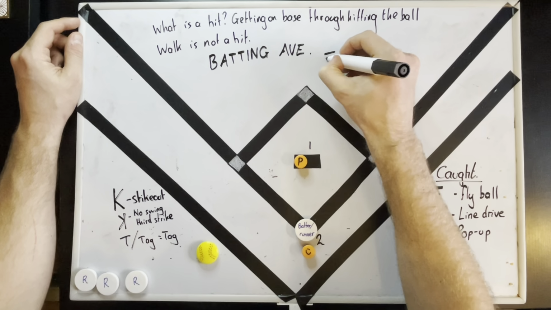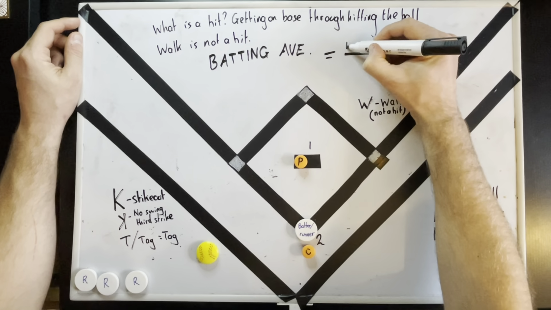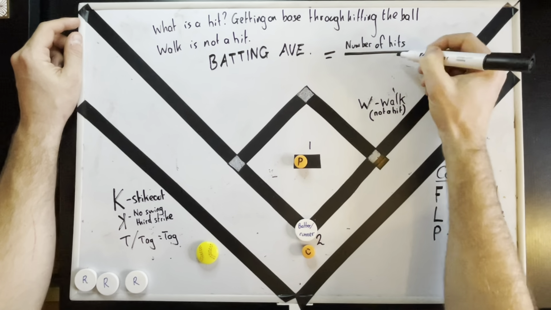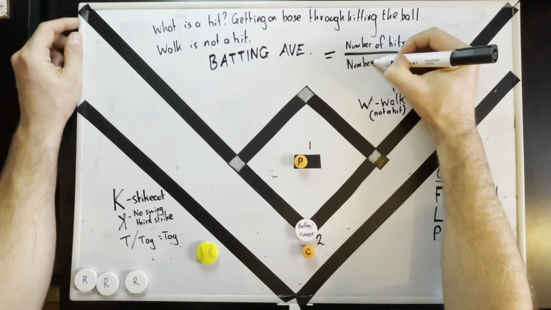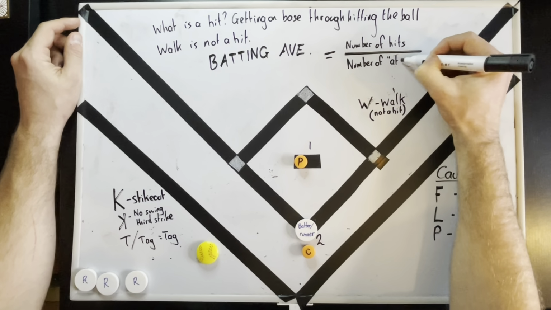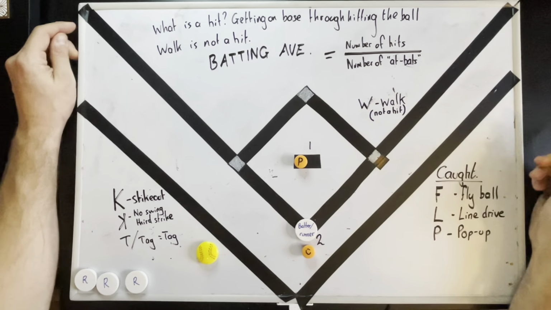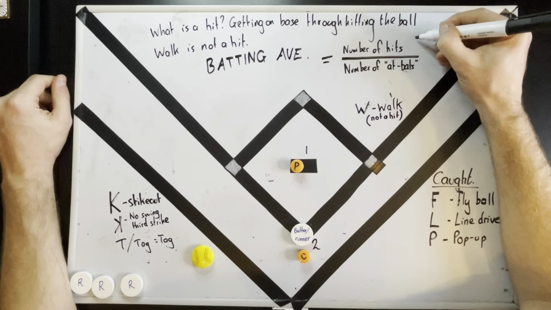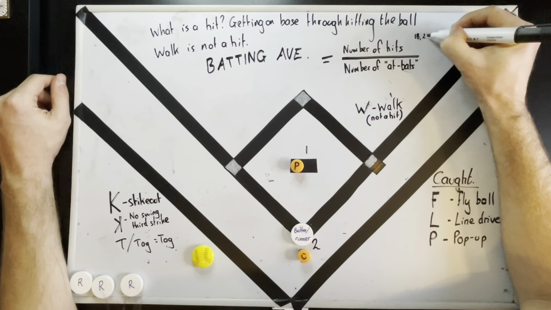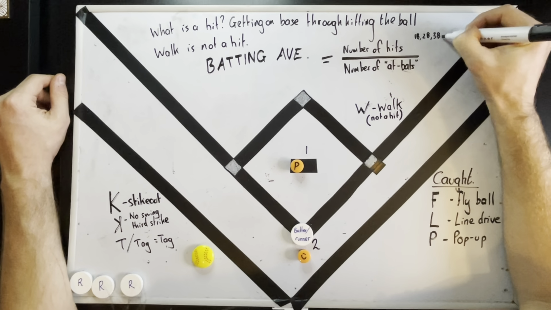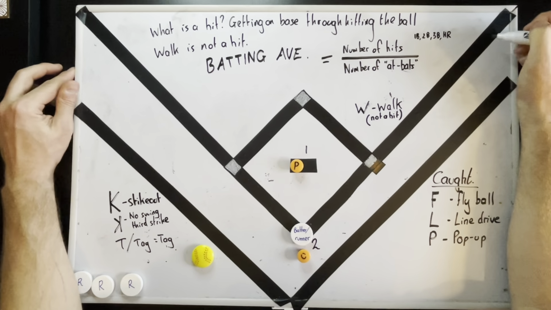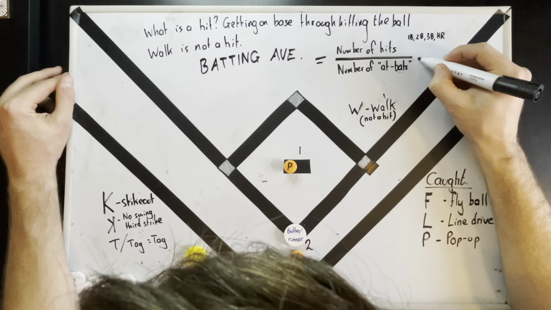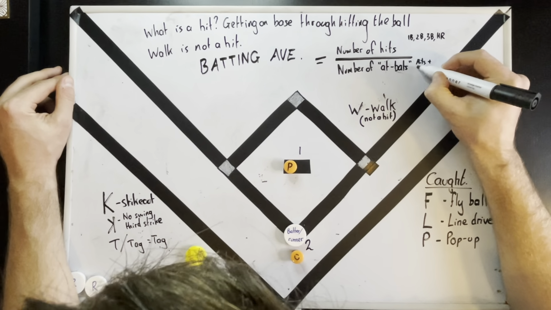A batting average is a simple calculation. It is the number of hits divided by your number of what are called at-bats, so the number of times that you went to swing. So what classifies as a hit? A hit is a single, a double, a triple, or a home run. Now an at-bat is all of these, so all the hits plus all of your outs.